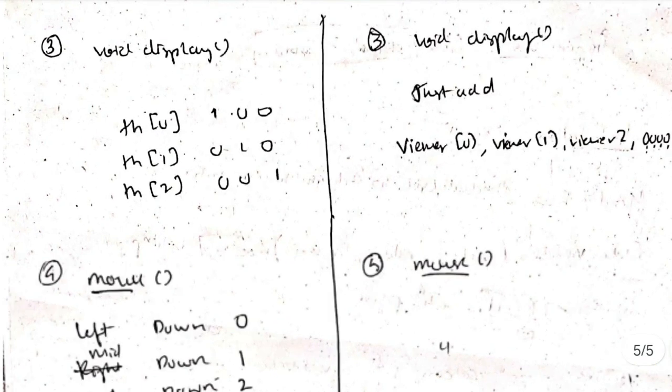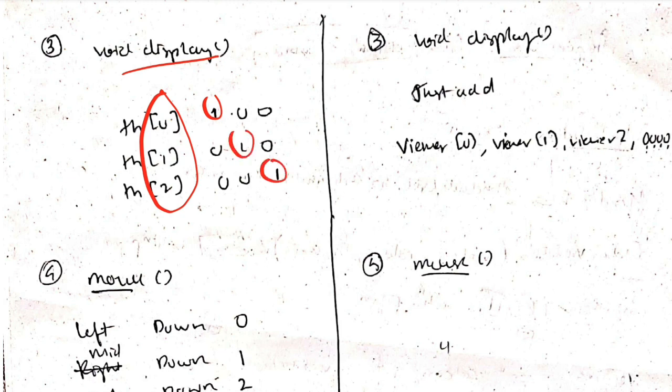And this is the third one, display. In display we are just setting theta values 0 1 2, so it is 0th location, first location, second location according to the array indices 0 1 2. So theta of 0, theta of 1, theta of 2.